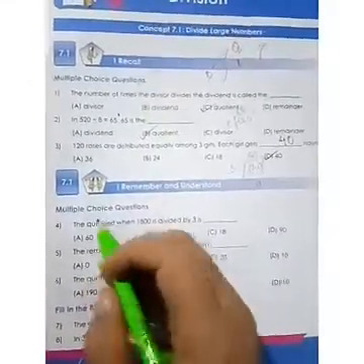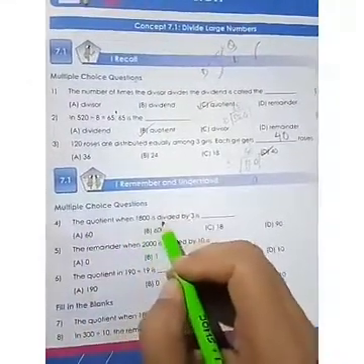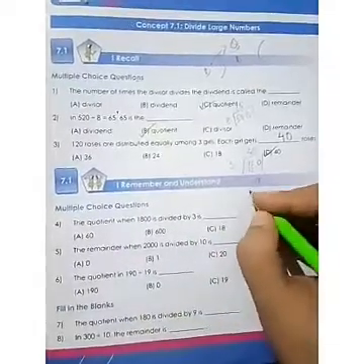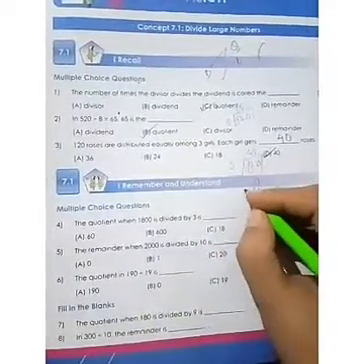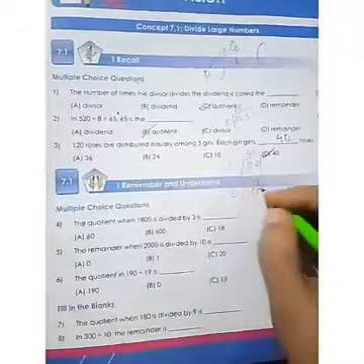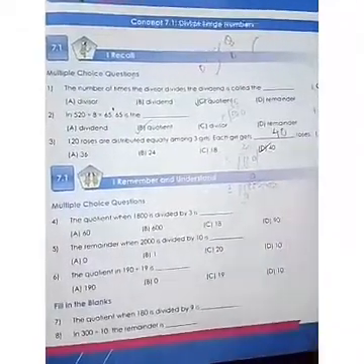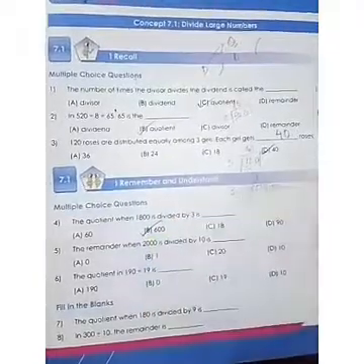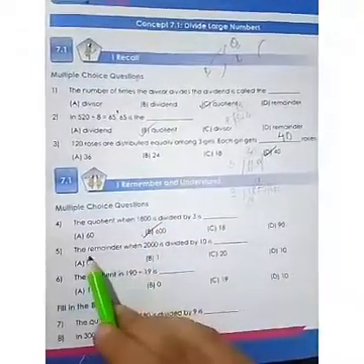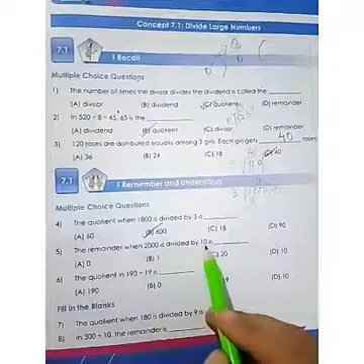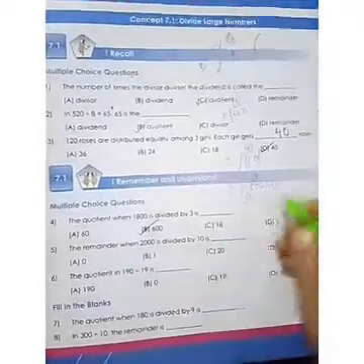Alright, the next is question 4. When 1800 is divided by 3, you have to find out 1800 divided by 3. We know 3 sixes are 18. There are 2 zeros, they will go there. So what is the quotient? It is B.